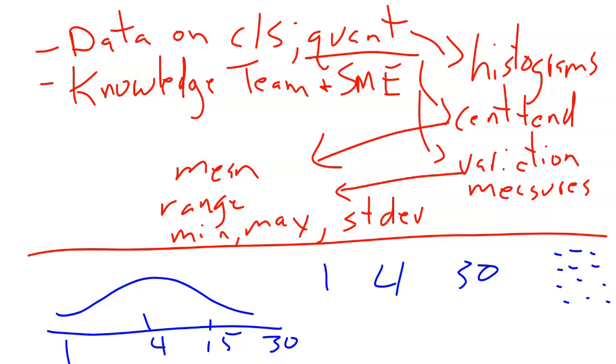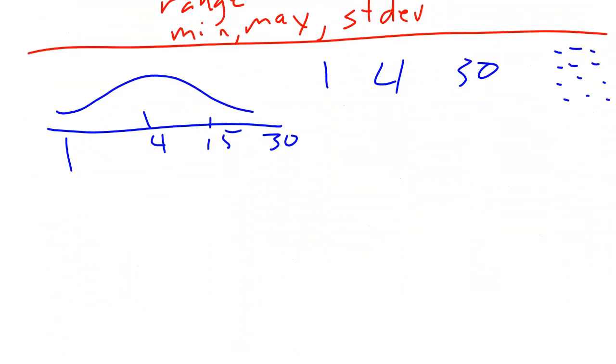We could calculate range. That's easy to do. We could also calculate standard deviation in this instance. With this information, I will then begin the following questions. I'll ask the team, if the average is 4 days, what's causing these extreme conditions on the long end of the tail? What's causing it to take up to 30 days?